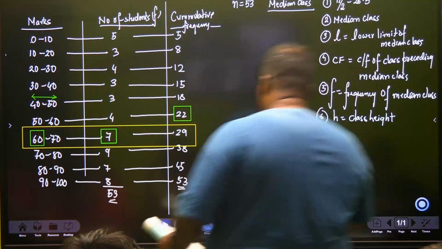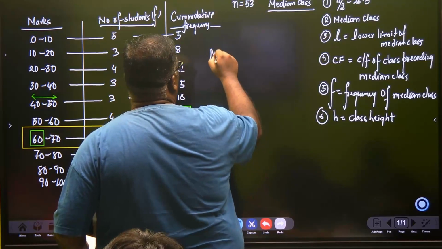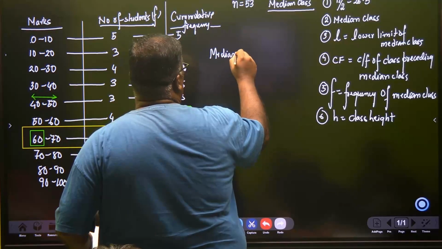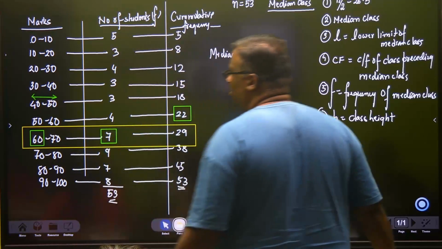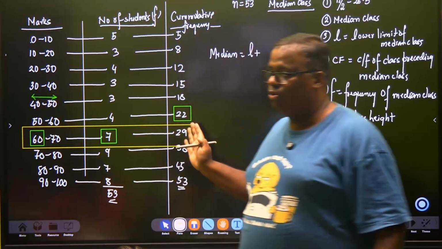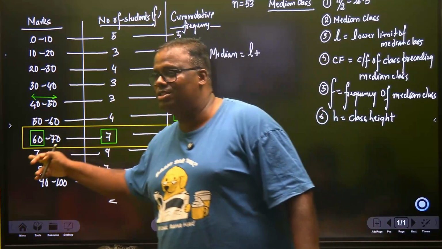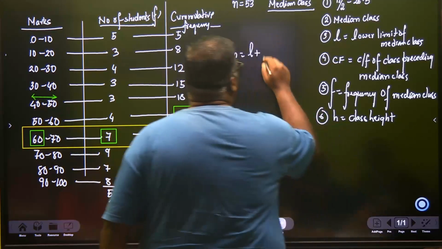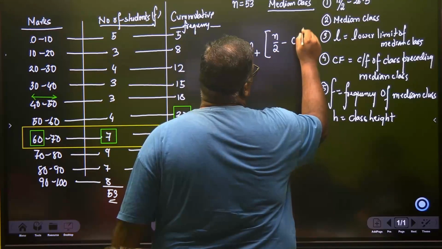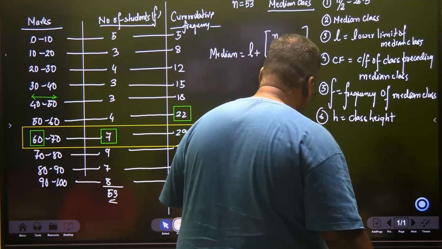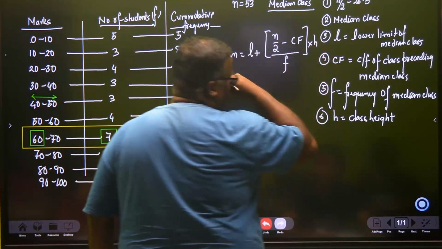So now we come to our formula of median. Our median would be given by L. L will always be there. Why did we take L? Median, we have to report the data. This is the number of data. The data's value is the median. So L plus N by 2 minus CF divided by F multiplied by H.